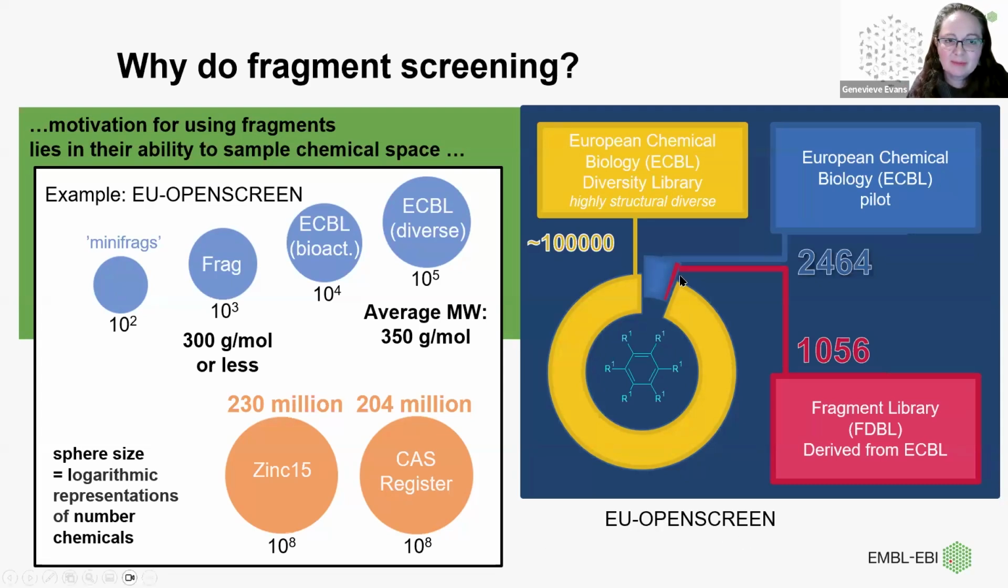EU-OPENSCREEN has developed a library where they've got chemicals from across Europe, and they've got about 100,000 chemicals. By looking at the larger molecular weight chemicals, so in this case, 350 gram per mole chemicals, and then looking at fragments that might be found in multiple chemicals, they've been able to describe their relatively diverse chemical library in a subset of fragments, so 1,000 fragments, which is obviously a lot easier to screen than 100,000 chemicals.